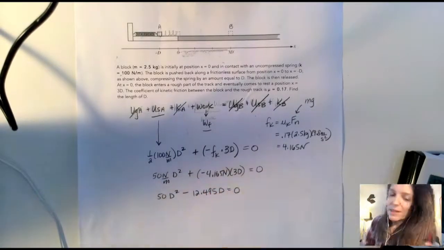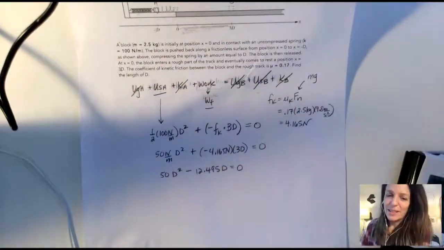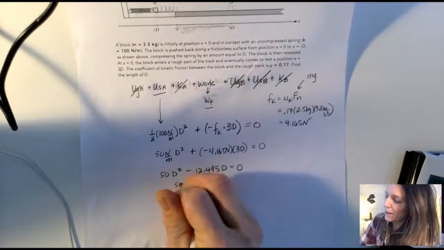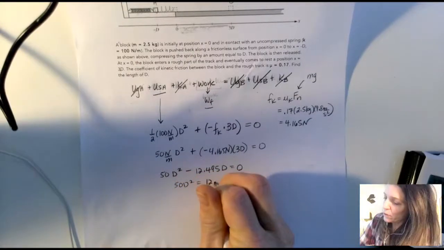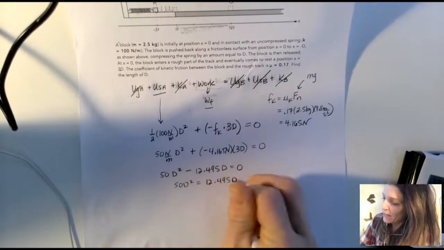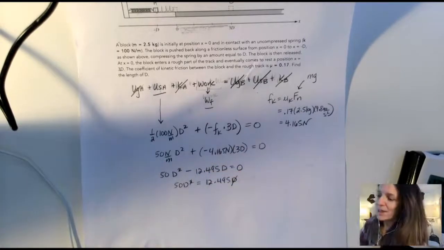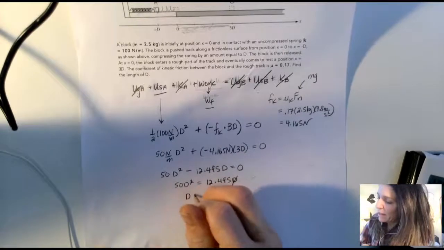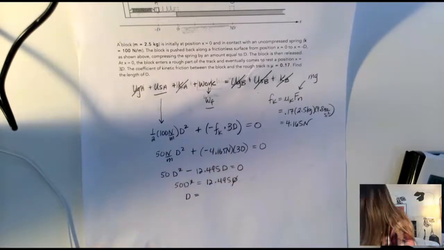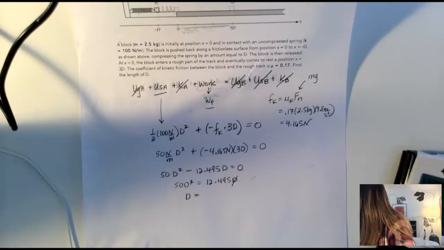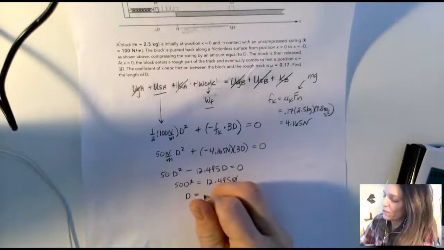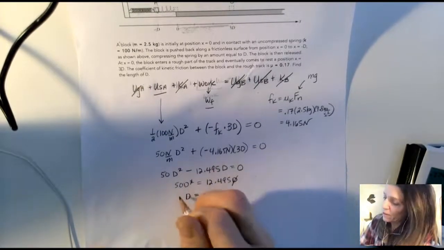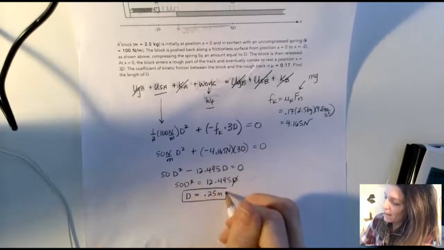equals 0. And you might say, oh no, I have a quadratic equation, but I don't, right? Because I have 0 on this side, so that's nice and convenient. 50d squared equals 12.495d. One of the d's will cancel as long as it's not 0, which it's not. And I get that d equals 12.495 divided by 50, which is about 0.25 meters. So that worked out rather nicely.